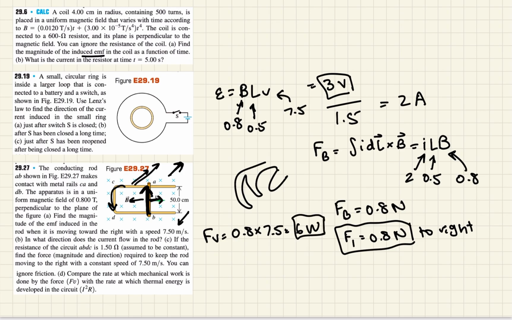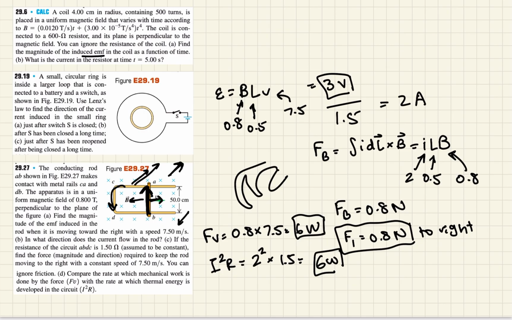And then they're also asking the rate at which thermal energy is developed, and they actually give you the equation. They might not, and you might have to remember back from the circuits unit that it's equal to I squared R, or IV, or V squared over R. In this case, I squared R works because we got 2 amps, so it's 2 squared, times resistance of 1.5 ohms, so it's just 4 times 1.5, or 6 watts.